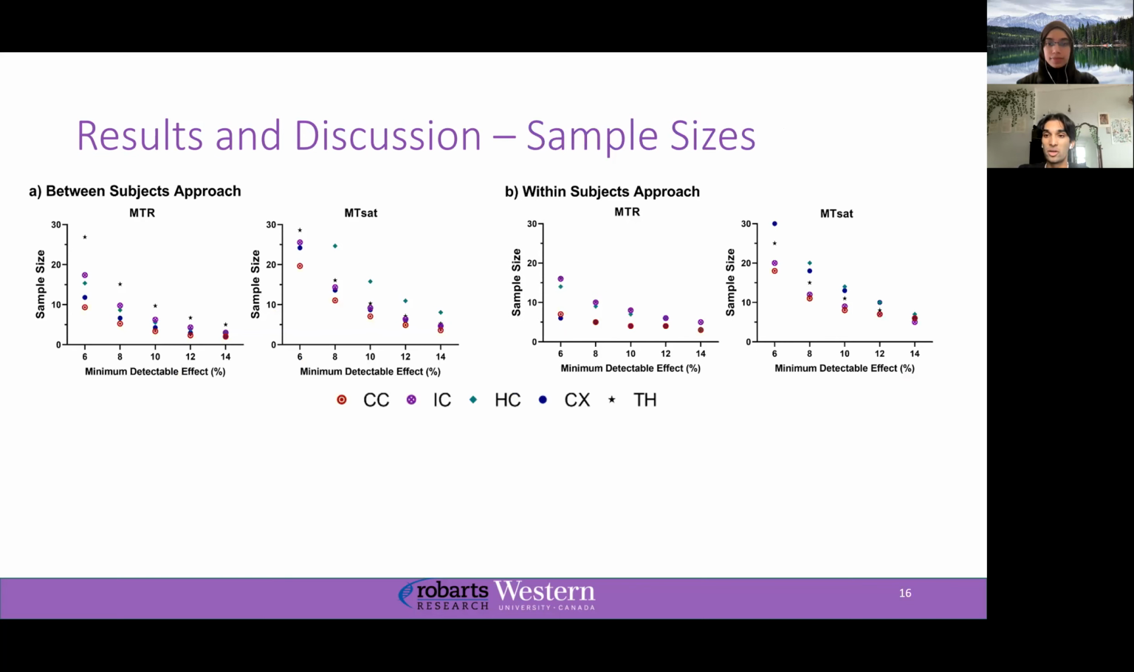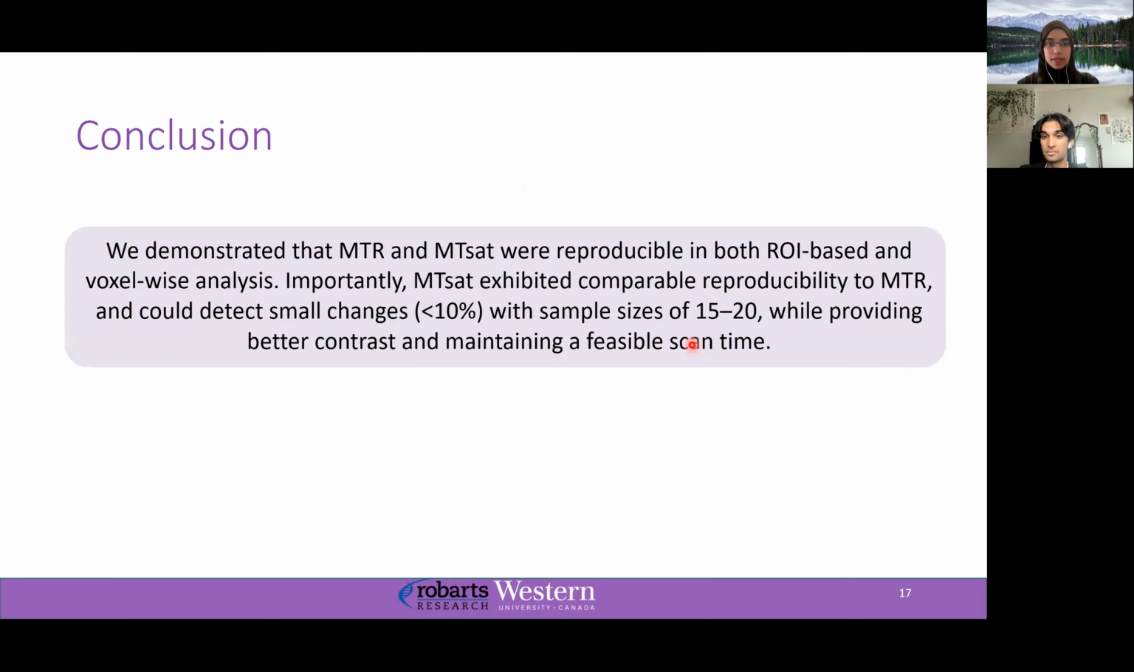Sample sizes required are shown for each ROI given a different detectable effect. Both MTR and MTsat can detect small changes, less than 10%, with feasible preclinical sample sizes. So in conclusion, we demonstrated that MTR and MTsat were reproducible in both ROI-based and voxel-wise analysis. And importantly, MTsat exhibited comparable reproducibility to MTR and could detect small changes with sample sizes of 15 to 20, while providing better contrast and maintaining a feasible scan time.